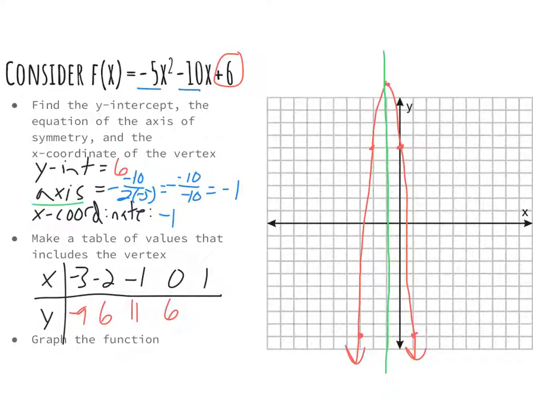So what you should have gotten is a y-intercept of 6, and the axis of symmetry, the x-coordinate, is negative 1. So to make the table of values, I chose the numbers between negative 3 and 1, and I got negative 9, 6, 11, 6, and negative 9 for my y values. Plot those and connect them, I get the line in red, and I have the axis of symmetry in green, showing that it cuts the graph in half.